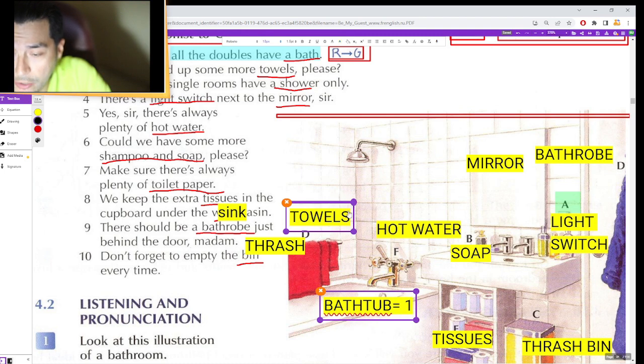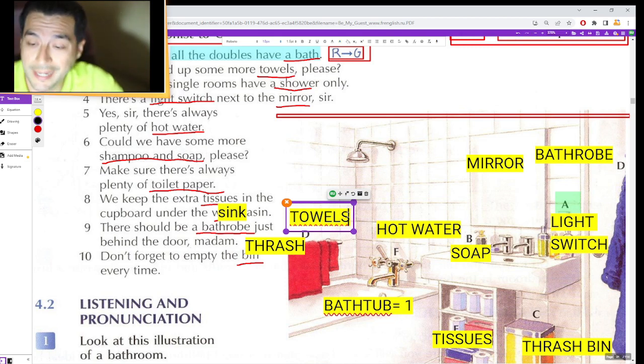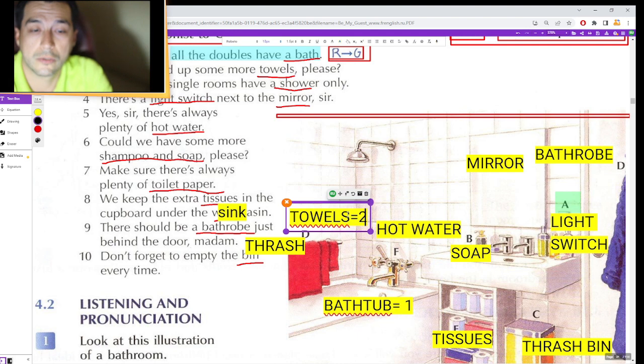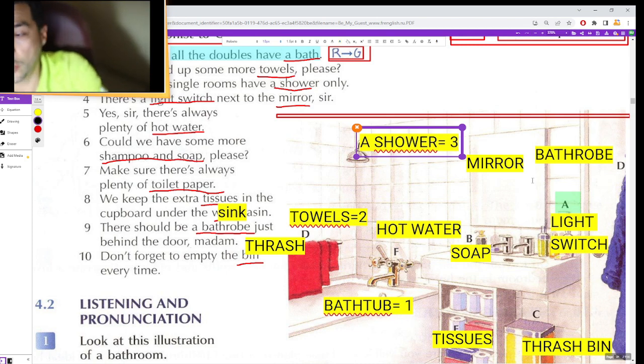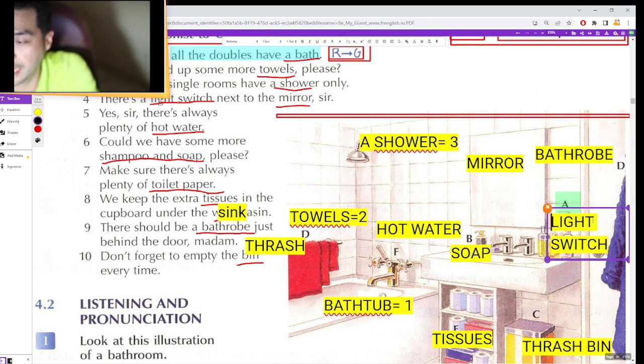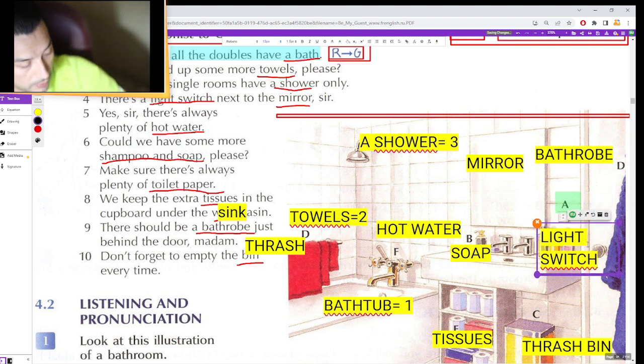Number two, towels, right here. You can practice at home and repeat for homework like this. Number two, towels. Can you send up some more towels, please? The towels, red towels. Number three: Some of the single rooms have a shower only. Oh, a shower right here. Number four, light switch. Here's the light switch next to the mirror.